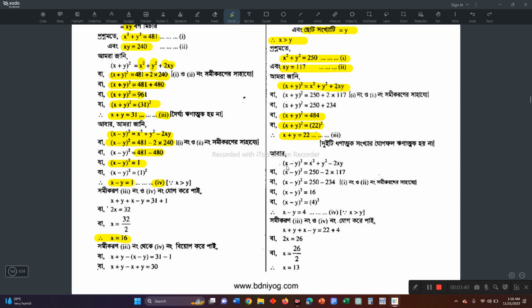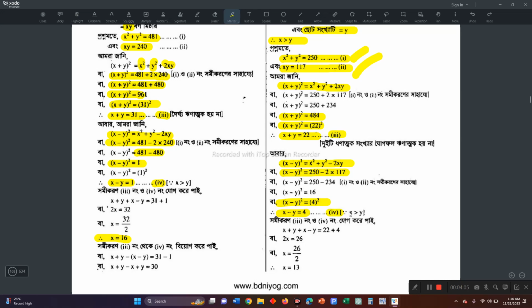We know x minus y whole square is equal to x square plus y square minus 2xy. Putting the values from equation number 1 and 2, we get x minus y whole square is equal to 250 minus 2 into 117. And what we get, x minus y whole square is equal to 4 whole square, or x minus y is equal to 4. Now the further part is very easy.